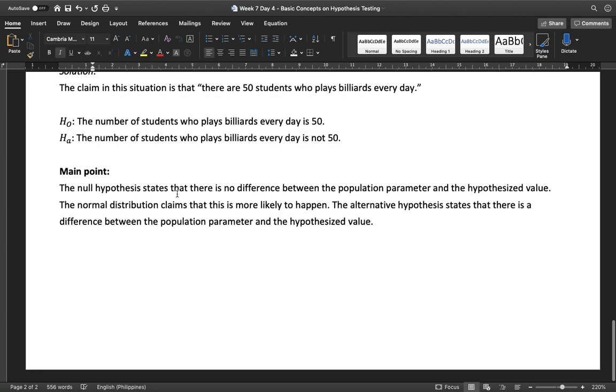So, the null hypothesis states that there's no difference between the population parameter and the hypothesized value. So, it's more likely to happen kasi because of the normal distribution. The alternative hypothesis states that there's a difference between the population parameter and the hypothesized value. So, in our next lesson, we're going to run down how do we perform a test in testing the hypothesis. Kasi maraming pwedeng test eh. Meron tayong z-test, meron tayong t-test, etc. So, let's take a look on how we're going to test these particular hypotheses. Paano ba natin nalalaman kung i-reject ba natin yung null hypothesis o kailan ba natin hindi i-reject.